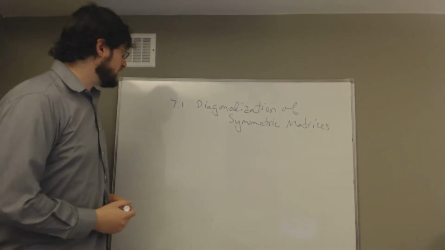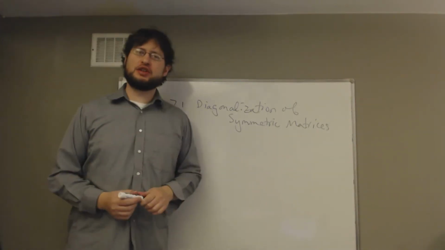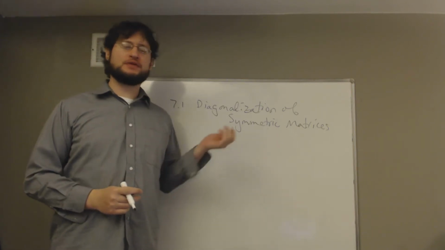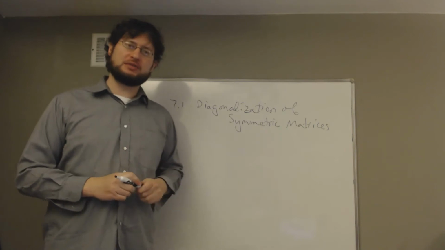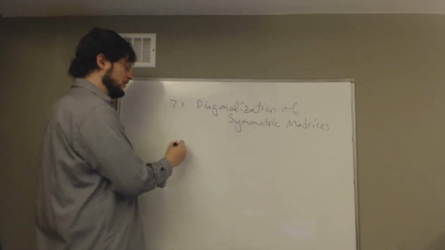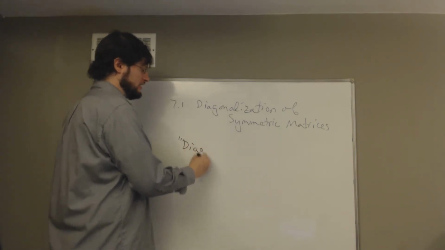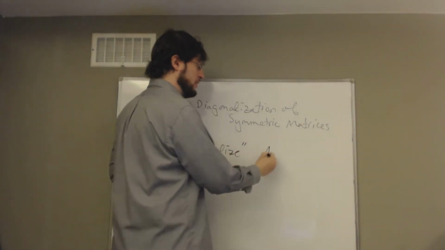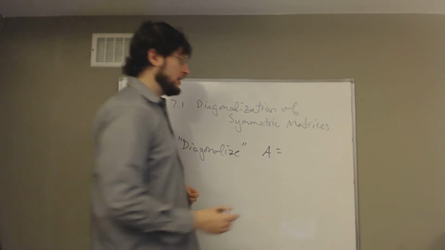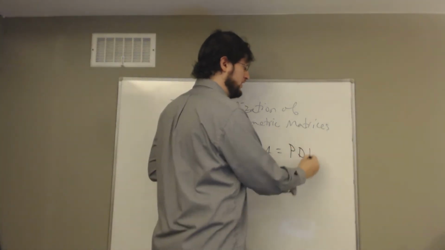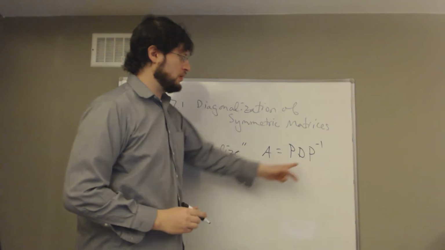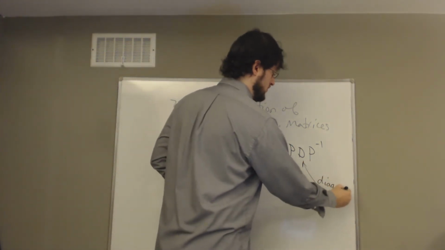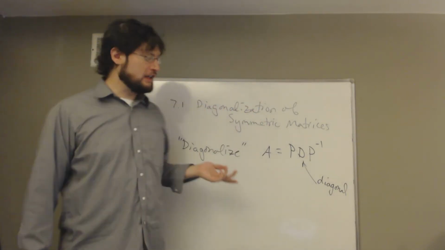All right, so today we're going to look at section 7.1, diagonalization of symmetric matrices. We'll begin by remembering a few things about this diagonalization process. Remember that when I say diagonalize, what I mean is take my matrix A and write it as a product P D P inverse, where D is diagonal. That's what I mean by diagonalize.